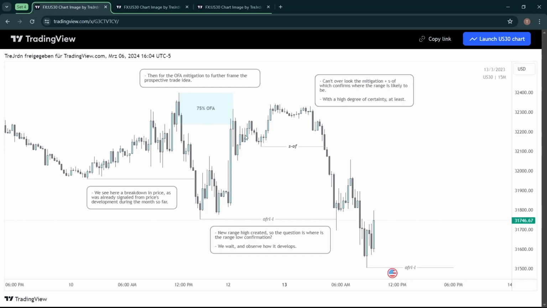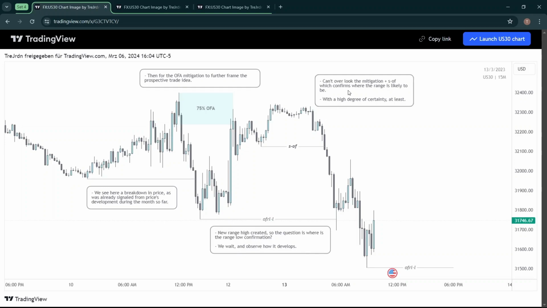But we got this mitigation happening, and then if you just move over a bit, you can see the switch in order flow happening, and then you continue, a new range high created. So we're referring to this. The question is, where's the range low confirmation? And in the previous video about order flow ranges, you can see how we validate this as a range to play from. And this is huge. We wait, we wait, we wait.